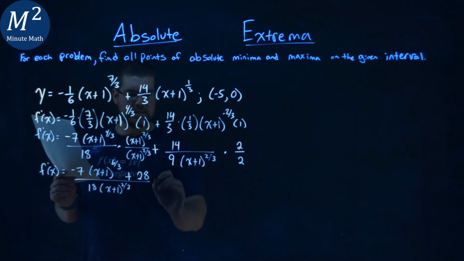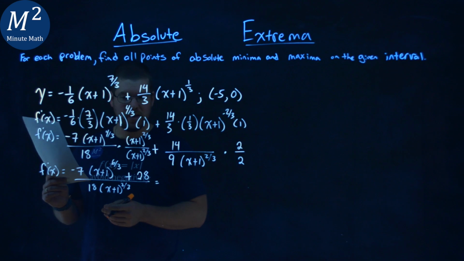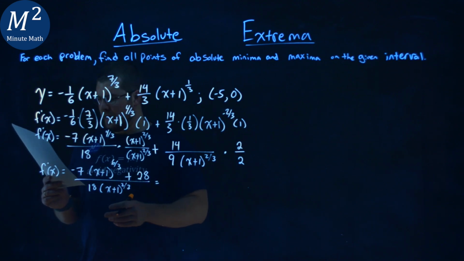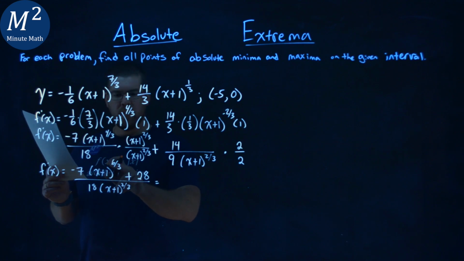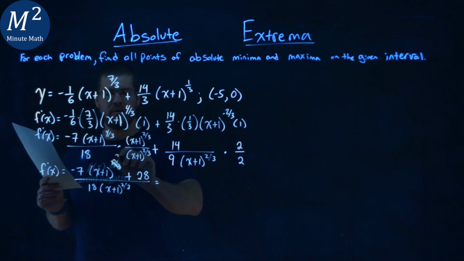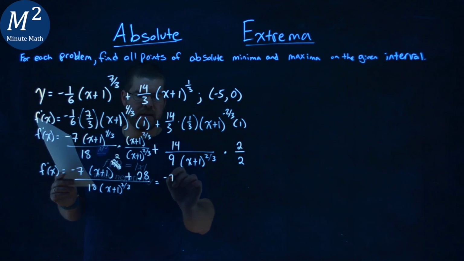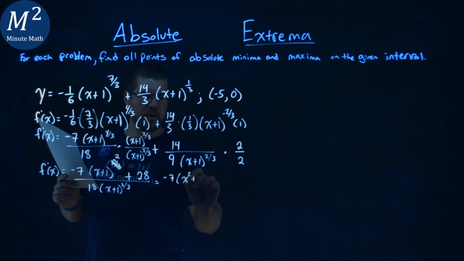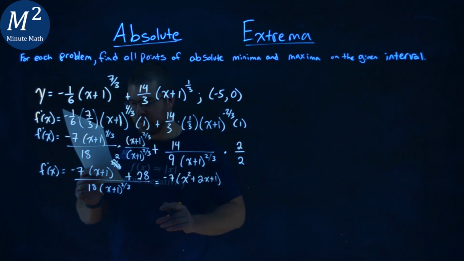From here, we're going to simplify this slightly. I'll zigzag a little to use all the space we can, because we'll need it. Well, 6/3 is the same thing as a power of 2, so I'm going to remove that and put a 2 right here. Then since it's squared, let's multiply that out. Negative 7 times (x squared plus 2x plus 1).